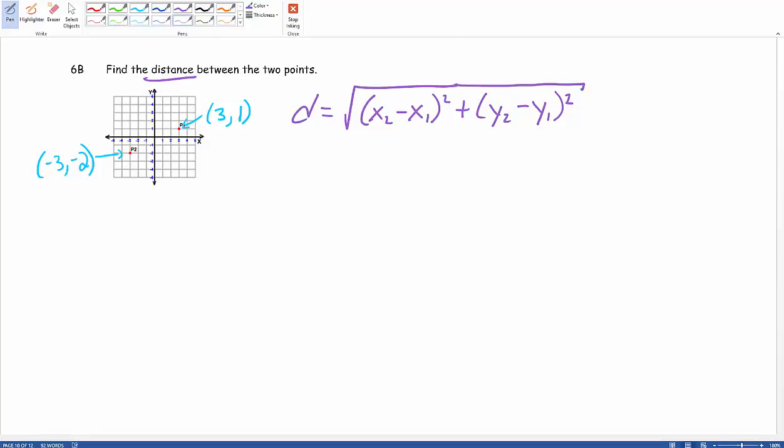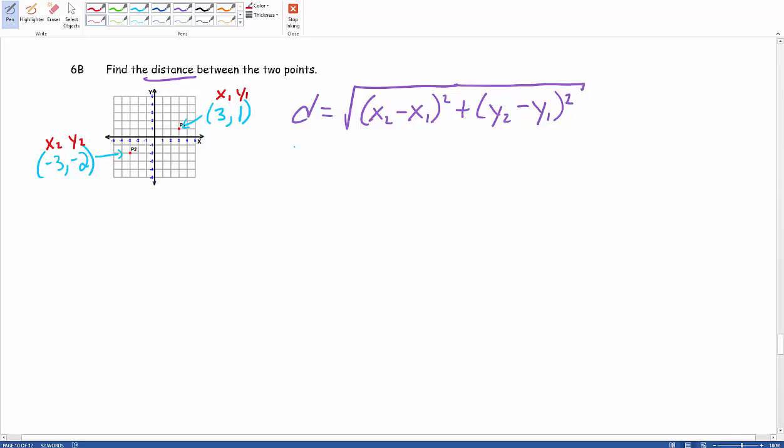And first of all, what we have to do is identify which one is our x1, y1, and which one is going to be our x2, y2. Now, it does not matter which one is which. We'll just say that this is going to be our x1, y1. And so then this will be our x2, y2.